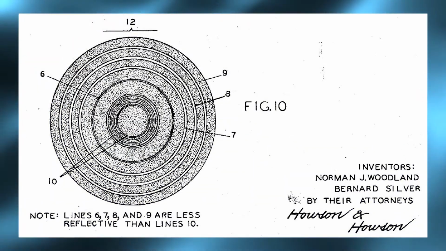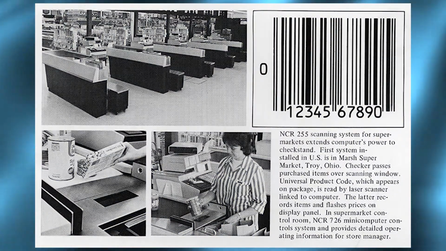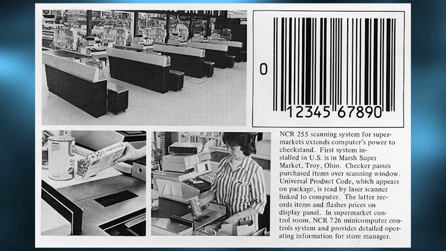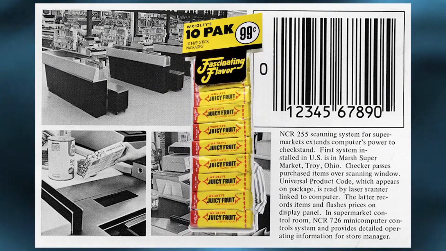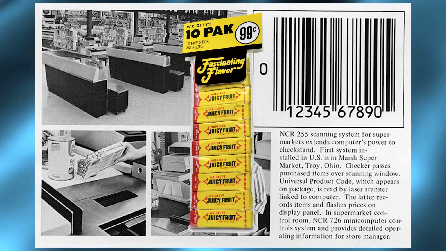Although we may not have always seen them, barcodes have been around for a long time. From the invention of the modern barcode in 1948 to 1974, when a purchase of chewing gum signified the first time a barcode was scanned at checkout by one of the first barcode scanners.